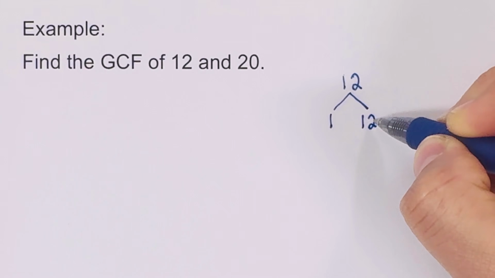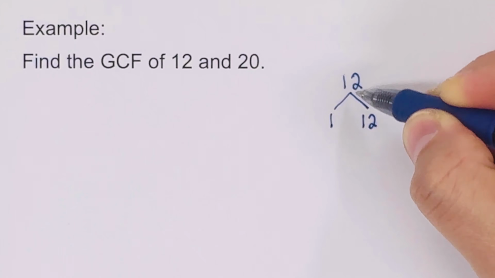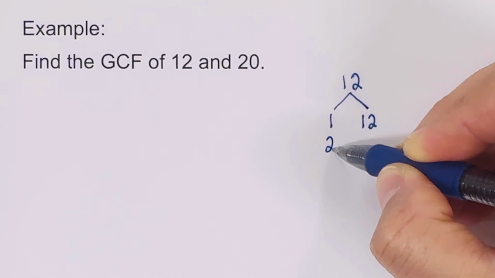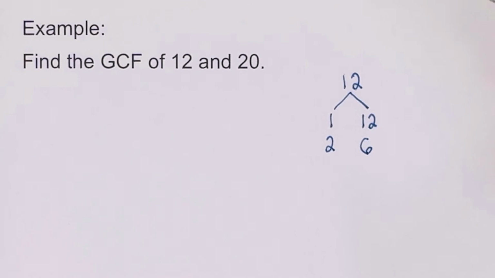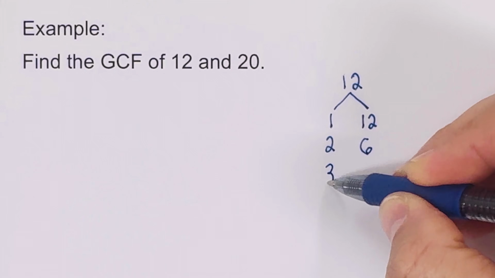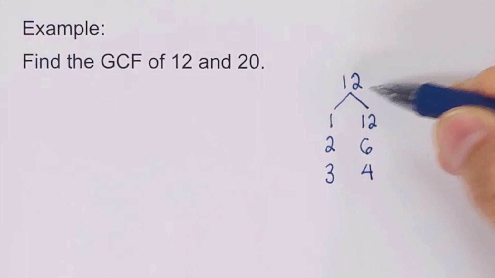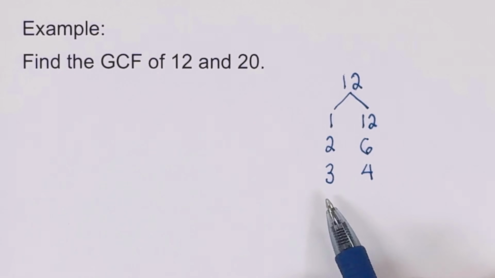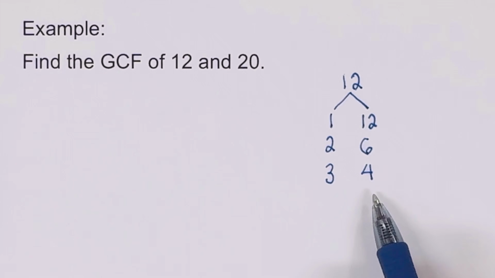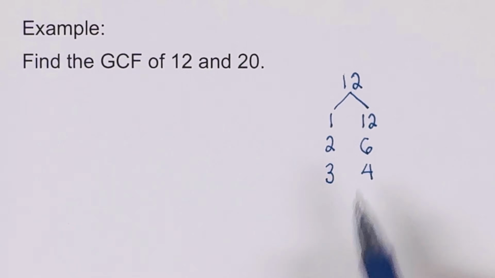So 1 times 12 is 12. And then we also have 2 here. 2 times 6 is 12. Then we also have 3. 3 times 4 is 12. So these are the factors of 12, because if you put 4 here, it's just going to go back. 4 times 3 is 12, and so pretty much these are all the factors of 12.